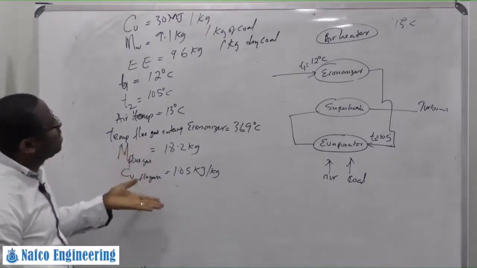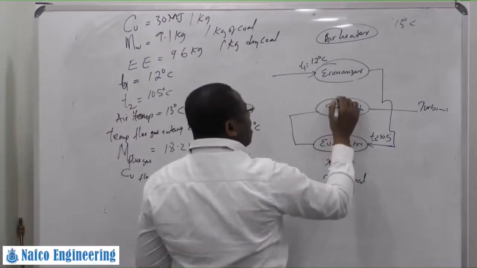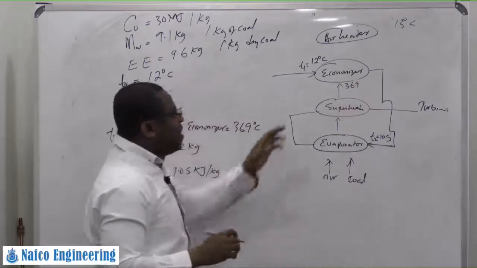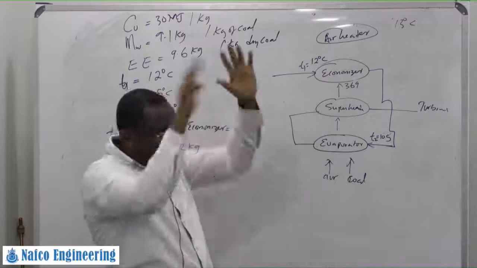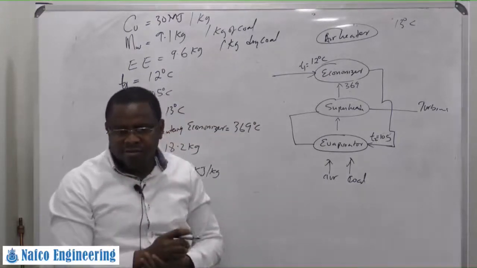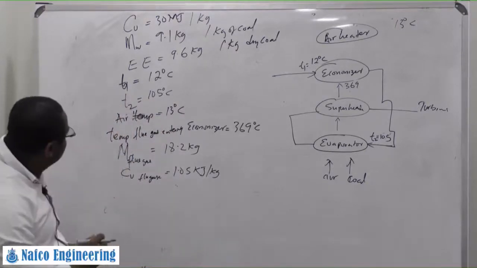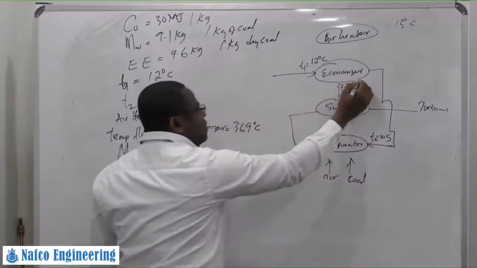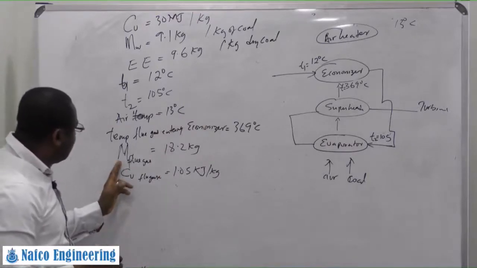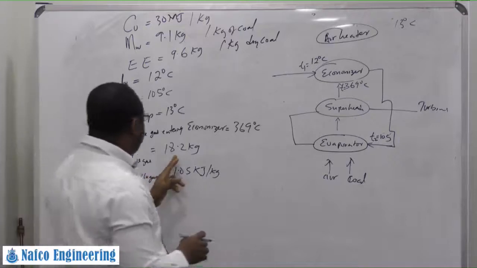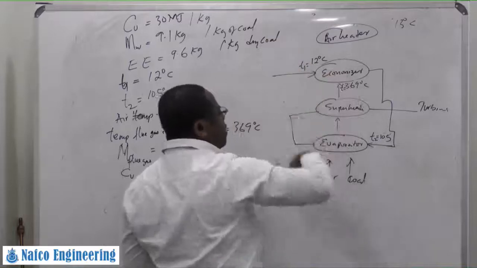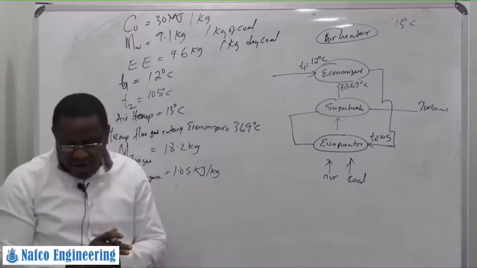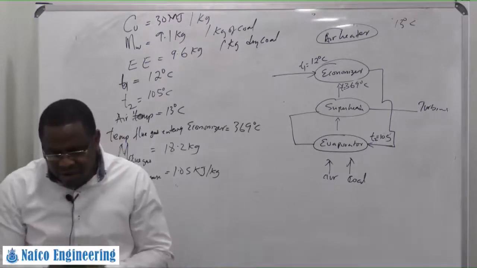Now, the temperature of the flue gas entering the economizer. The flue gas comes here and enters here, at 369. Remember, if I'm here, the temperature entering here is 369, but outside is 13 degrees. And then the mass of the flue gas flowing out is 18.2 kilogram, and the CV for the flue gas is 1.8. Now, the question is to calculate the efficiency of the generator alone.